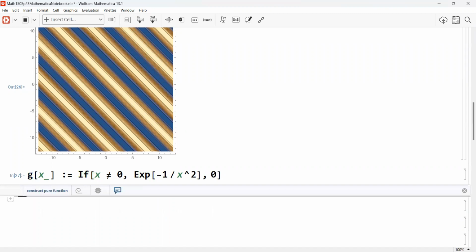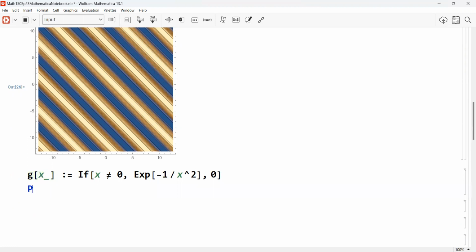All right, so this is an if statement. This is a slightly non-standard definition of a function. If x is not equal to 0, define it to be the exponential of -1 over x squared. And then if x happens to be 0, I'm going to define it to be 0. So let's plot this function. I'm going to plot g of x.